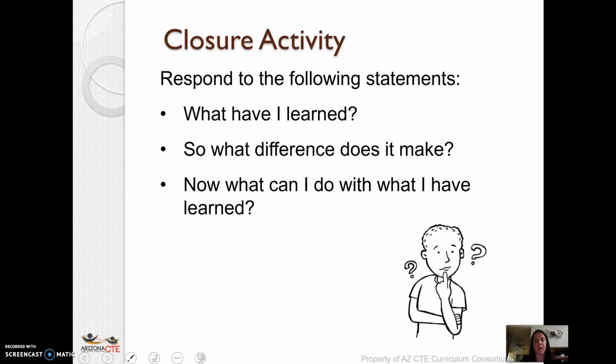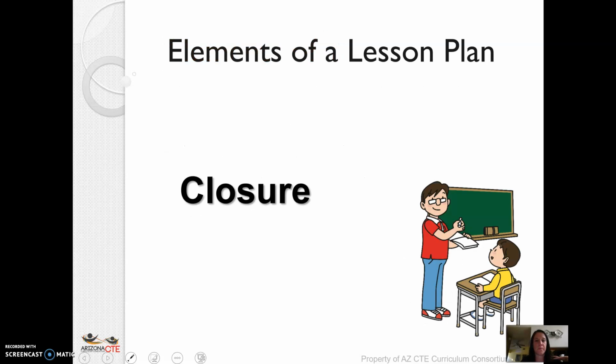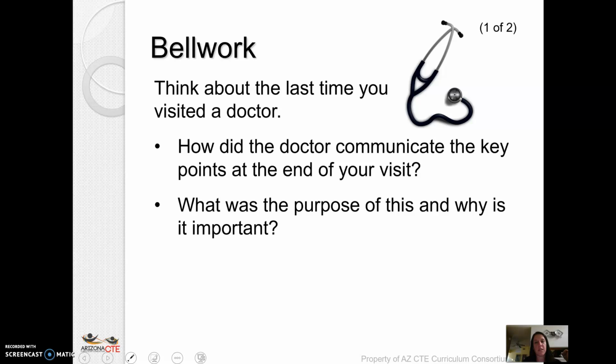Okay, respond to the following. What have I learned? So what difference does it make? And what can I do with what I have learned? Okay, closure. This is also one that was difficult for students when we did lesson plans before. So I want you to think about the last time you went to the doctor and how did the doctor communicate the key points at the end of the visit and what was the purpose of this and why is it important? So go ahead and answer that in Edpuzzle.